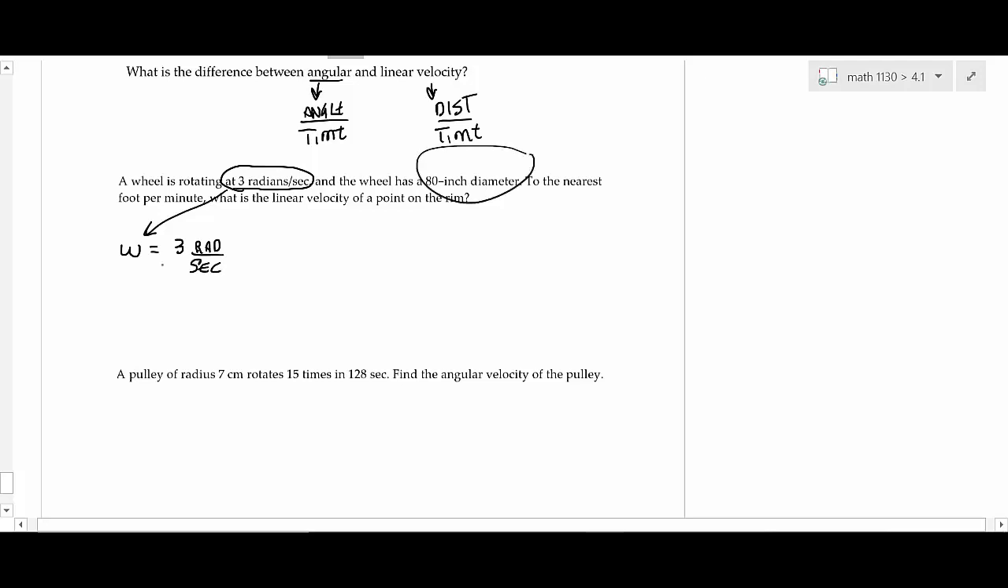Then I've got a diameter. The diameter of the circle is 80 inches. Then what we're supposed to do is find the linear velocity.